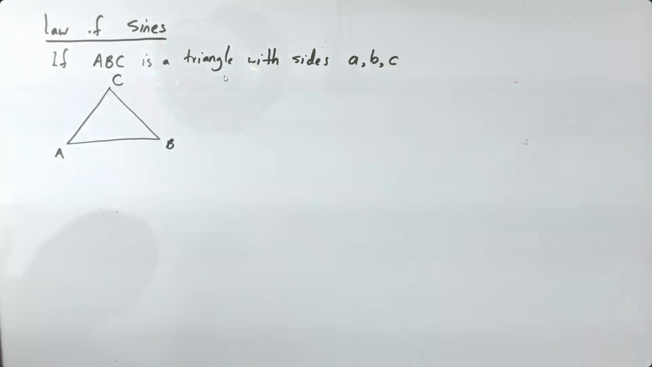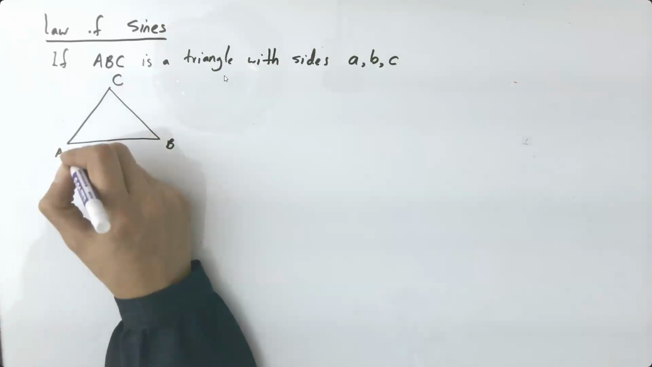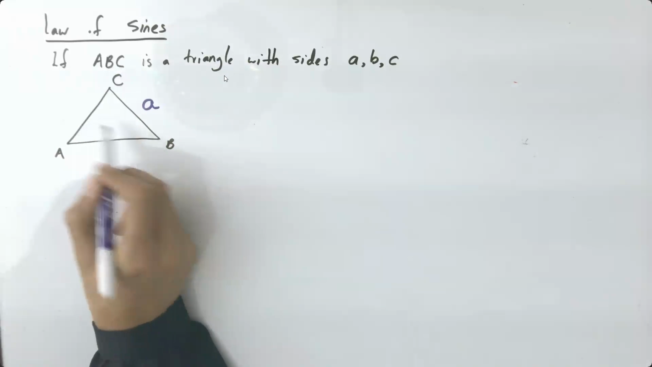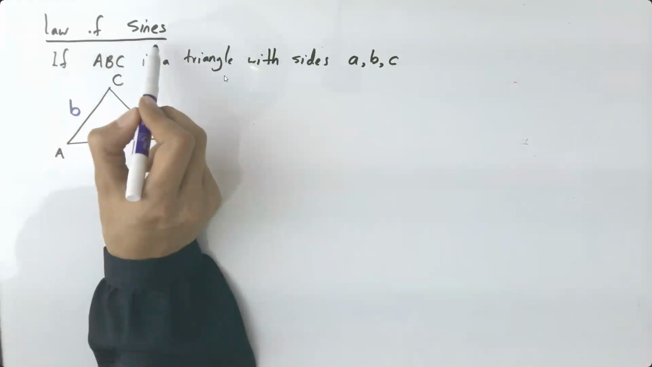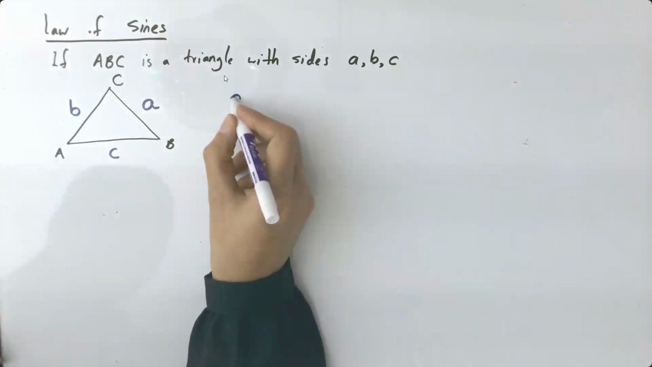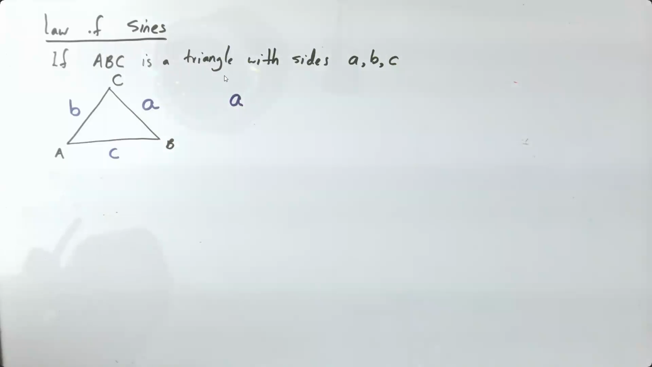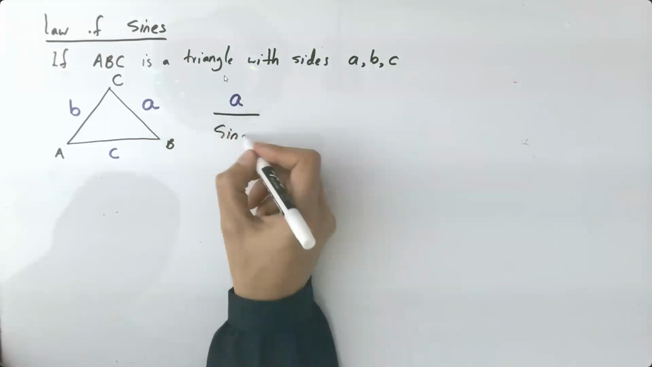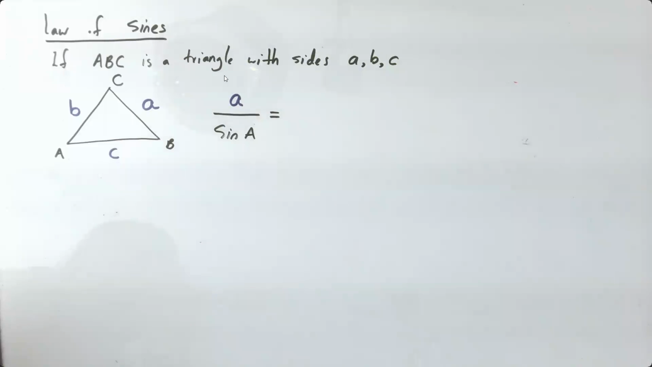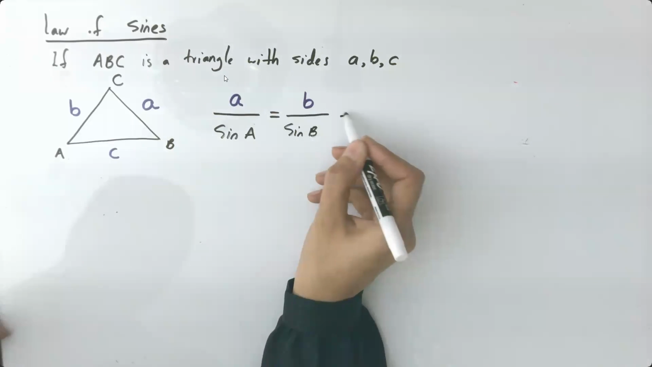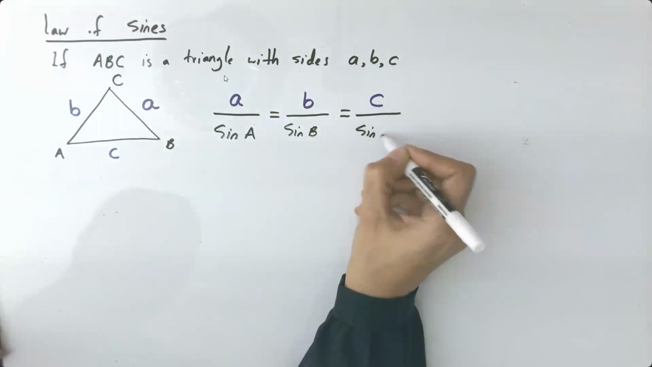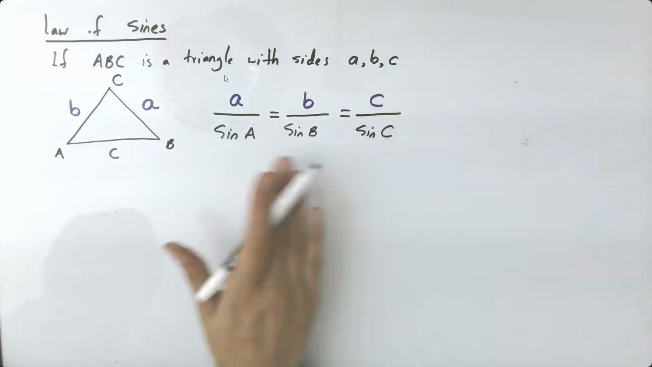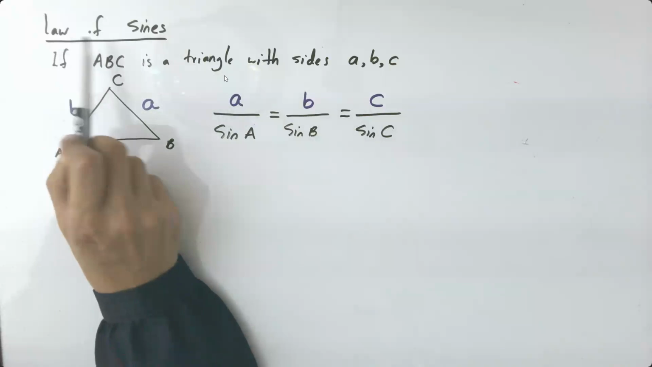And you have some sides. The side in front of angle A is denoted by a. The side in front of angle B is b, and the side in front of angle C is denoted by c. The law of sines says a, the length of a, divided by sine of angle A is equal to b divided by sine of angle B is equal to c over sine of angle C. This equality between these fractions is called the law of sines.